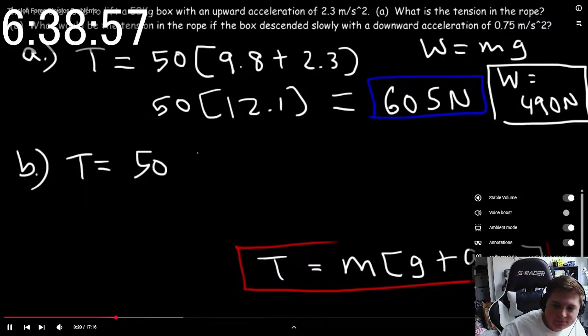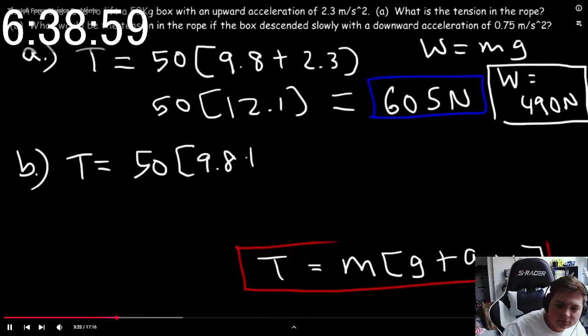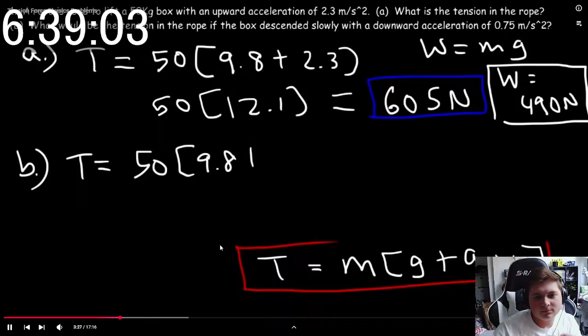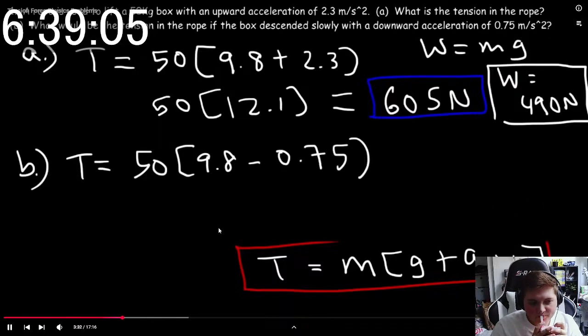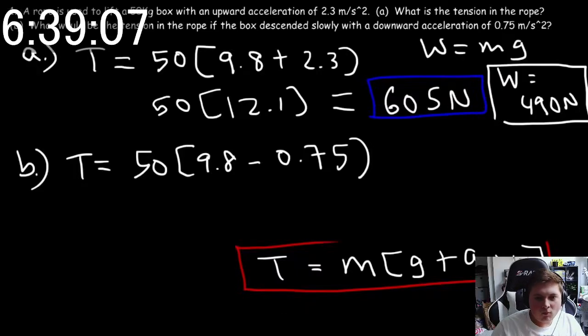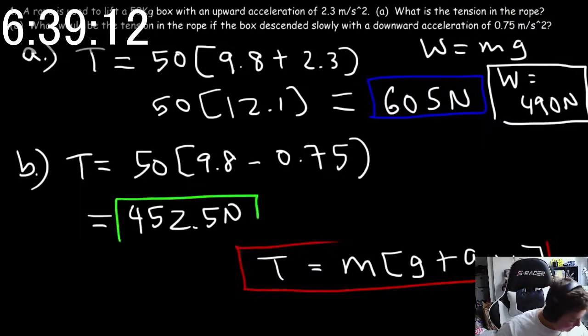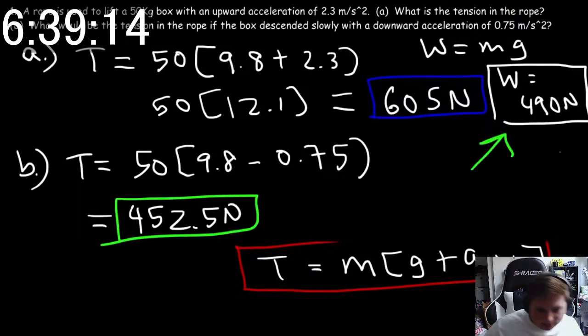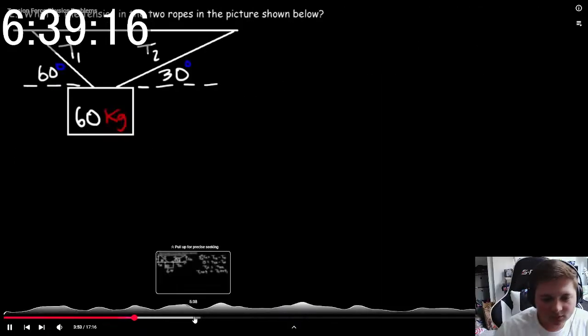So m is 50, g is 9.8, but the acceleration, because it's downward, it's going to be negative 0.75 instead of positive 0.75. So 9.8 minus 0.75, that's 9.05, and then times 50, this is going to be 452.5 newtons. So as you can see, the tension force is less than the weight force when the object is slowly descending with a downward acceleration. Now let's work on this problem.